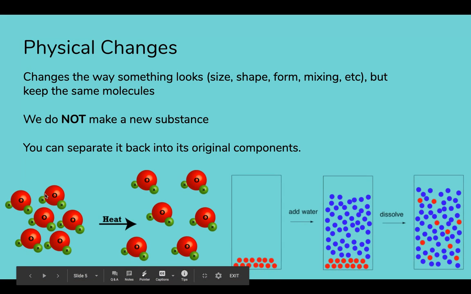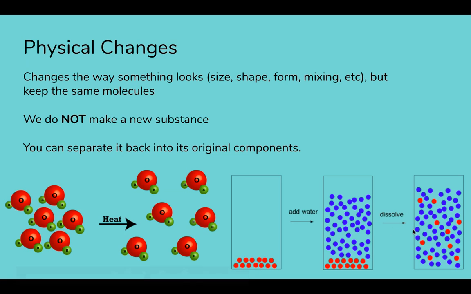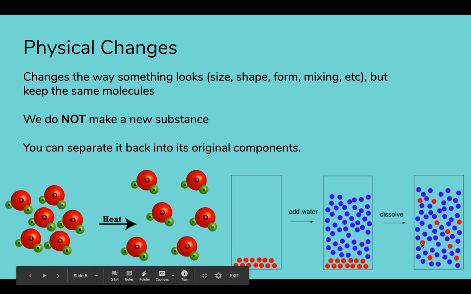So, for example, here you have these molecules, heat was added, and you have these. They're the same molecules, the same exact molecules. They're just a little bit farther apart, meaning we changed the way that they looked. And here, for example, in this container, we had these particles of a solid. We added water into the container, and eventually they dissolved. The red particles were able to go throughout the water, but they're still water particles and they're still whatever this solid substance is, they just dissolved.